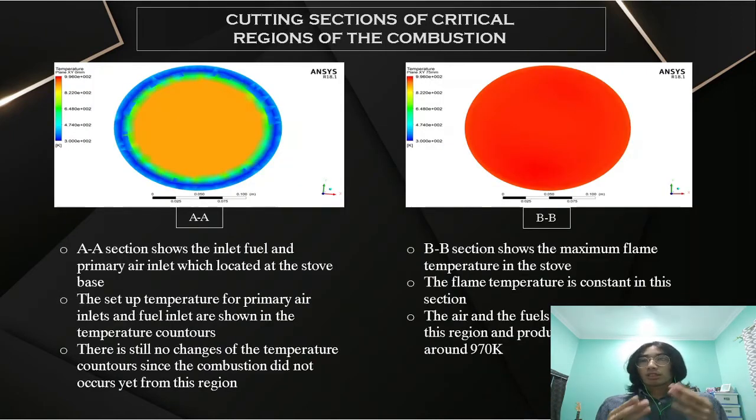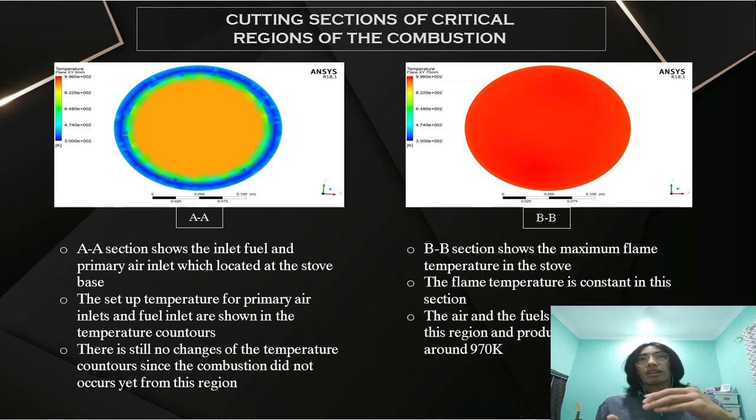First of all, let's look at the AA cutting sections. The AA section shows the inlet fuel and primary air inlet, which are located at the stove base. As I mentioned previously, some boundary conditions have been set, which is the primary air inlet and the inlet fuels, which is 900 Kelvin. But as per the design geometry, the inlet fuel has been located a little above the primary air inlet.